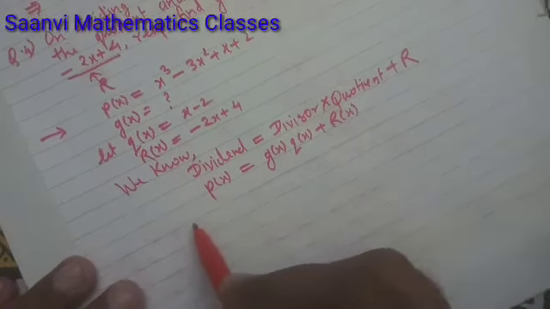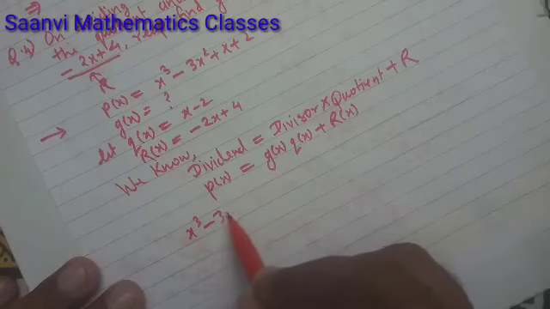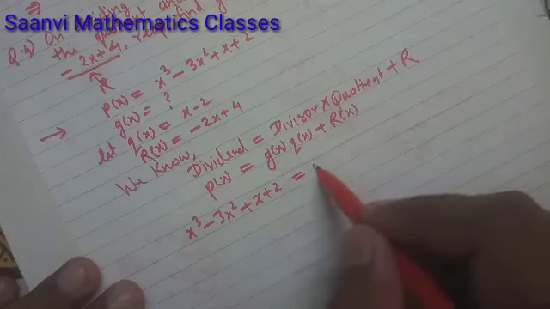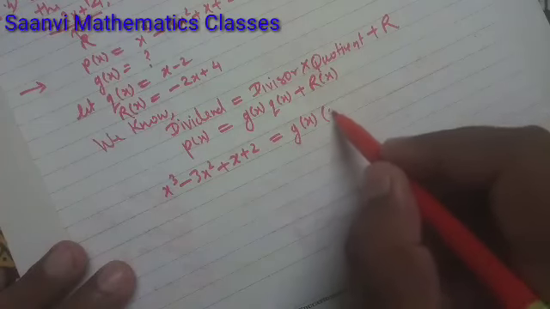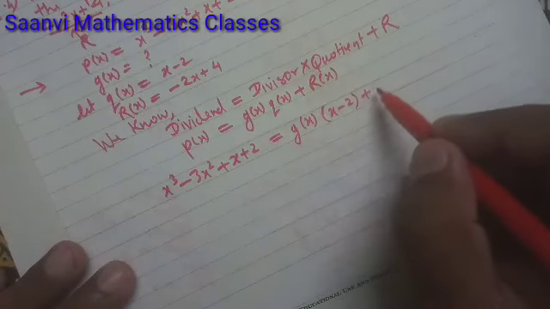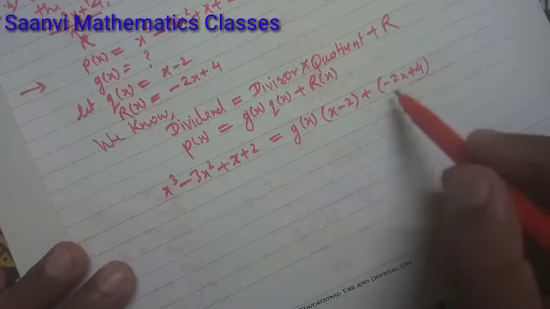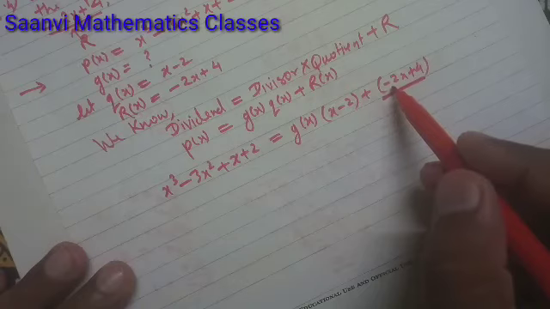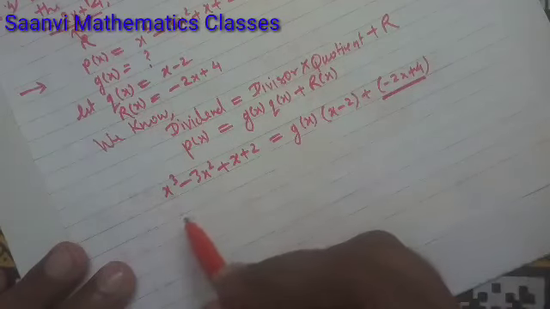Okay, now substitute the value of p of x. P of x is x cube minus 3x square plus x plus 2. G of x is unknown to me, so we need to find it out. The quotient is x minus 2. The remainder is minus 2x plus 4. Now when I transpose this to the other side, minus 2x becomes plus 2x.